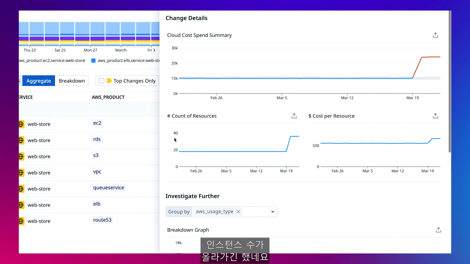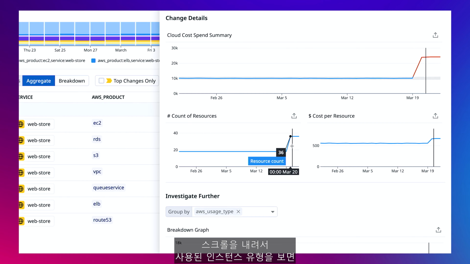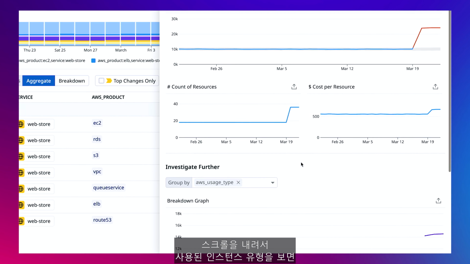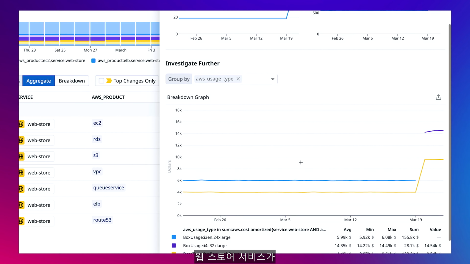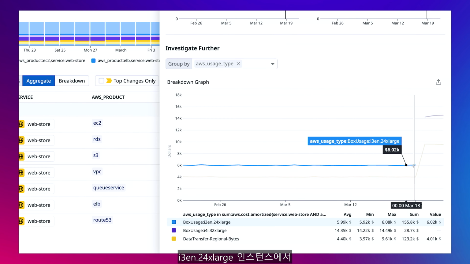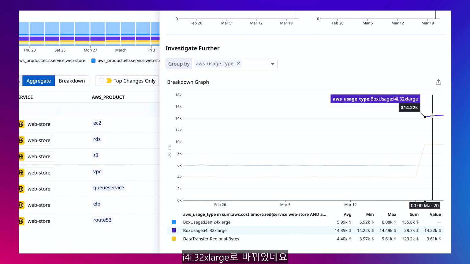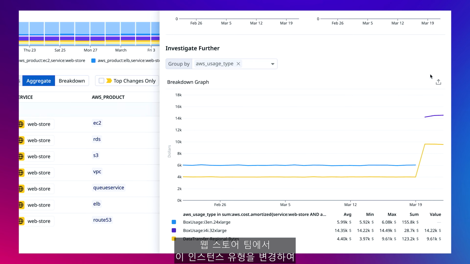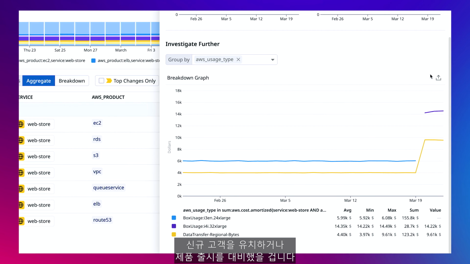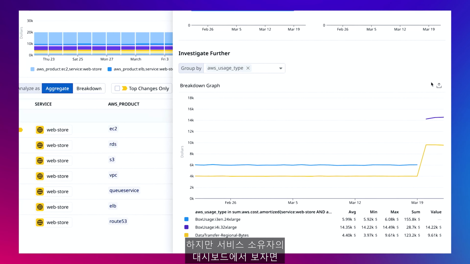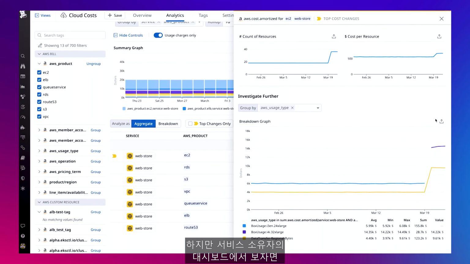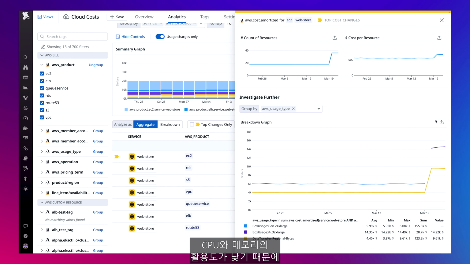The number of instances did increase, and when I scrolled down to look at which instance types were used, the web store service went from using i3en.24xlarge instances to a larger and more expensive instance type, i4i.32xlarge. The web store team might have changed this instance type to accommodate a new customer or ahead of a launch. But since I know that CPU and memory are underutilized from looking at the service owner's dashboard, I'll want to confirm with them why they decided to both increase the number of instances they use as well as increasing their size.